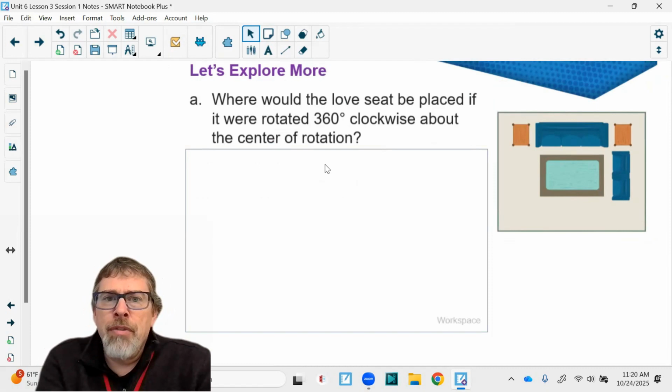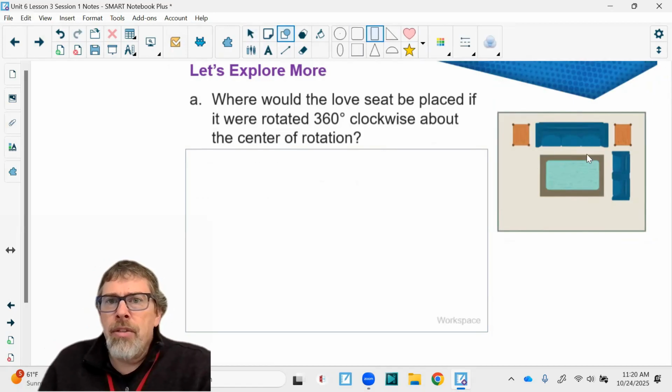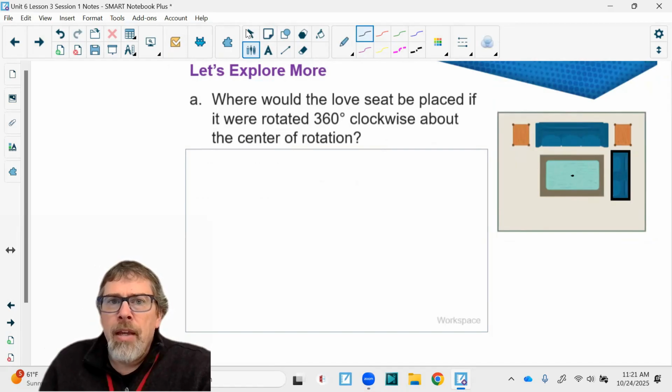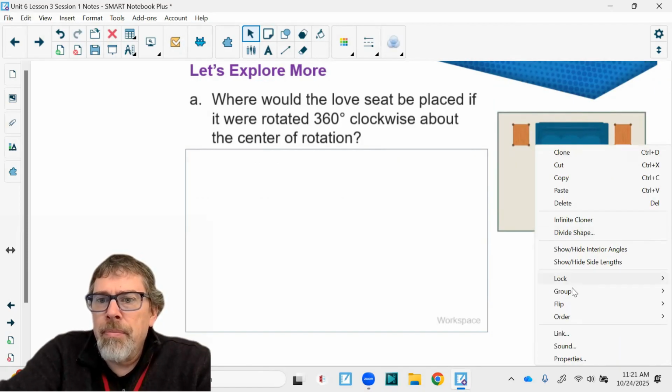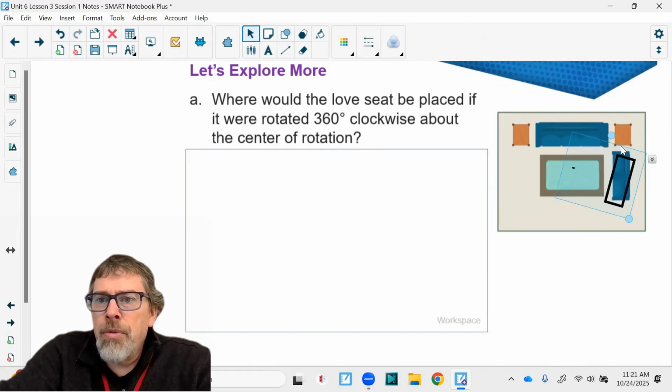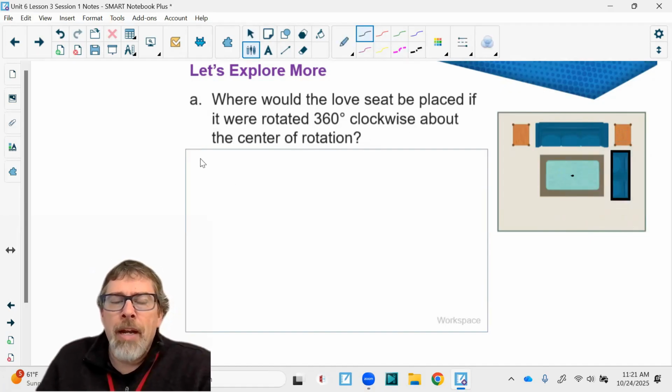Where would the love seat be placed if it were rotated 360 degrees clockwise about the center of rotation? So what they're asking us to do here is move this love seat, which is right here, about the center of this room, which is the center of the coffee table, I mean. I'm doing the same thing again. I'm going to make a group so that this and this are one thing, and I can rotate them. So if I rotate this, there's 90, here's 180, here's 270, there's 360. Where would it be located if we rotated it clockwise about the center of rotation? It'd be back where it started.